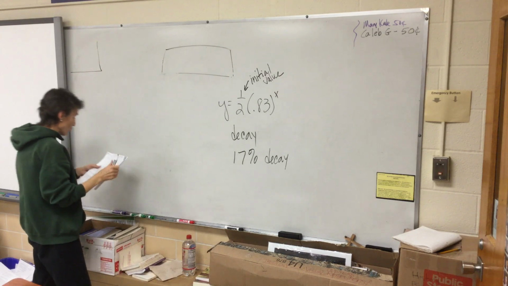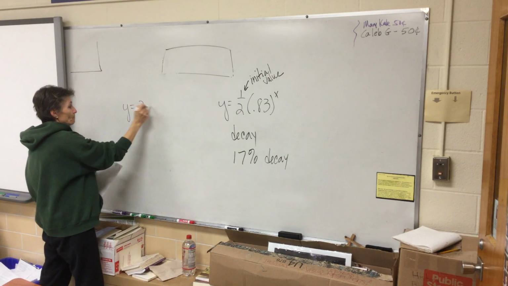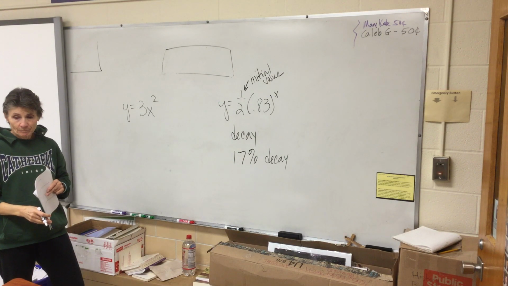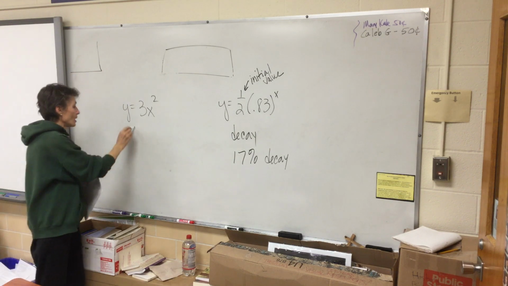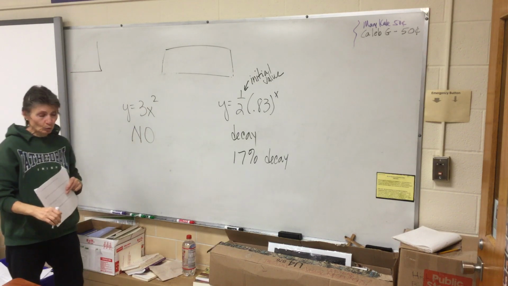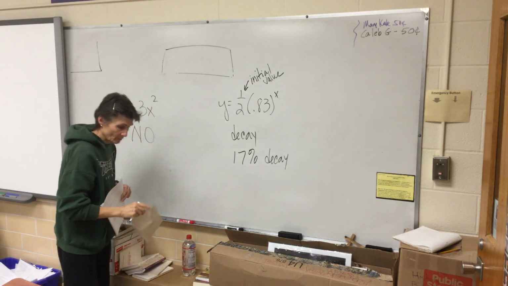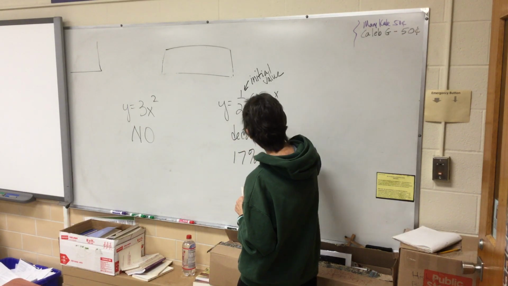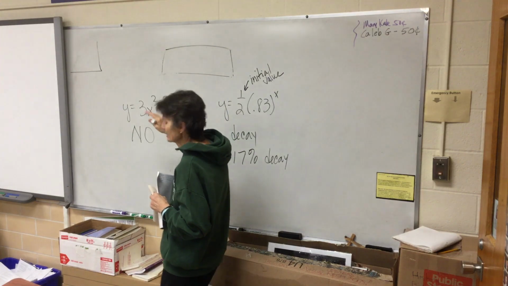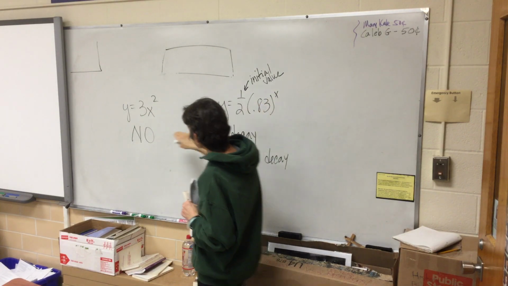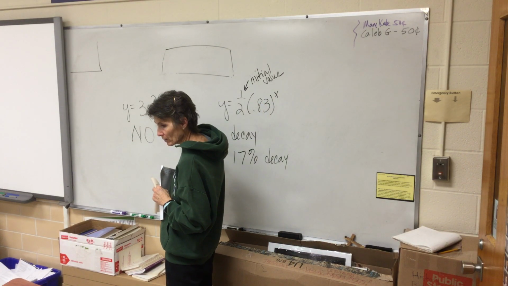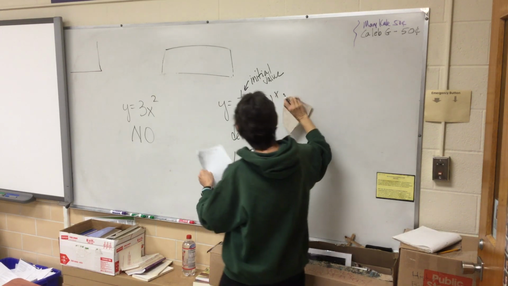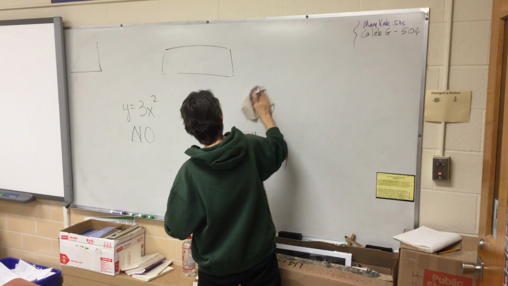All right, next question. y equals 3x squared. Is this exponential? No. Because what's the rule for exponential? The variable's gotta be an exponent. Exactly. It's a number to a variable power. It's not a variable to a power. It's a number to a variable. So that's no, we just move on. There's no questions to ask about it.